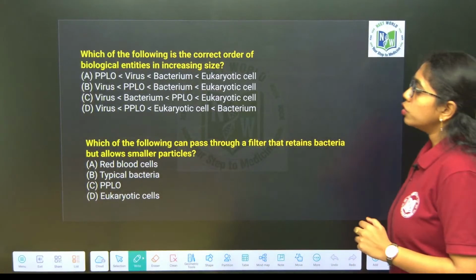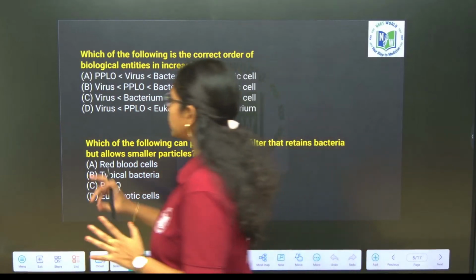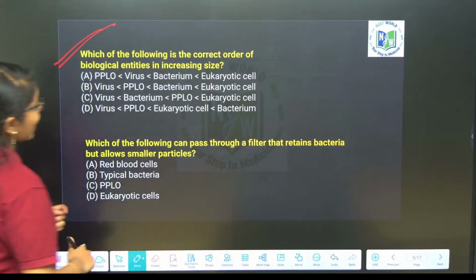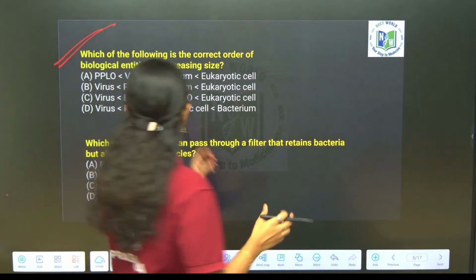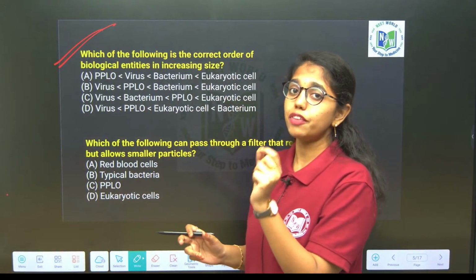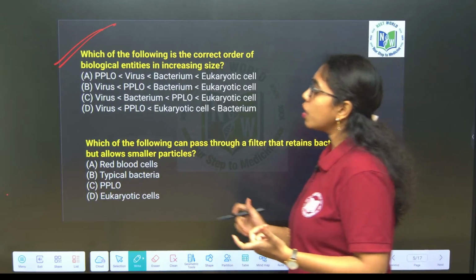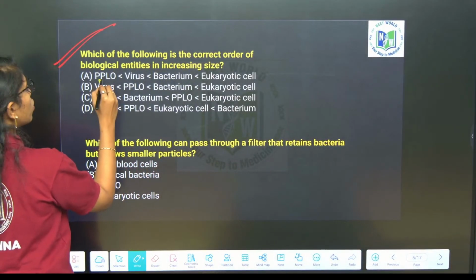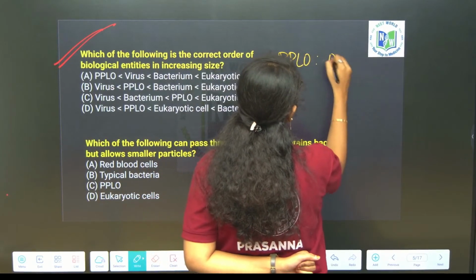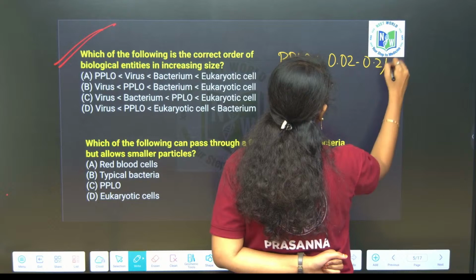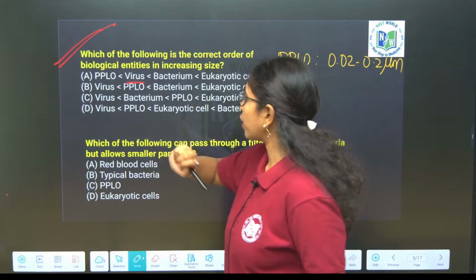Yeah. So here this is based on different sizes of the cells which is given in our NCERT. Which of the following is correct order of biological entities in the increasing size? So first, primary smallest cell will be what? Mycoplasma, one of its type is PPLO. Pleuropneumonia like organisms which are just 0.02 to 0.2 micrometer in diameter. Next it will be virus, which is just 0.2 micrometer in diameter.